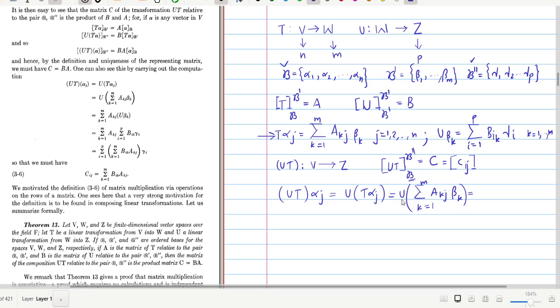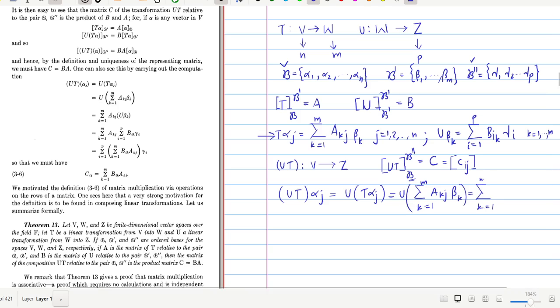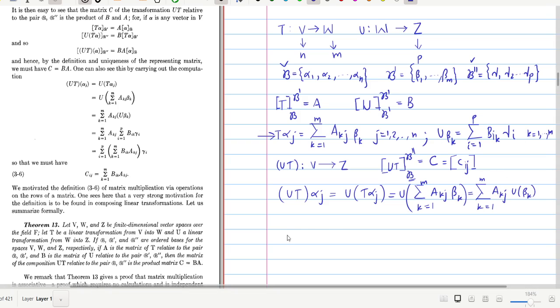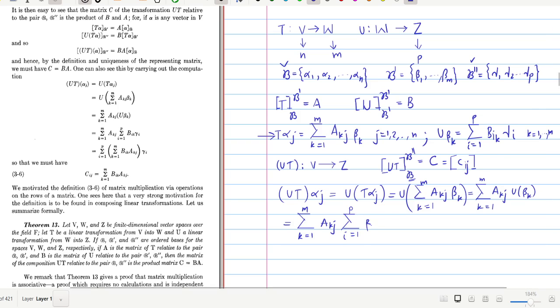Since U is a linear transformation, you can distribute U, and that will give summation k equal to 1 to m a k j U of beta k. But U of beta k is this, so you can write that as summation k equal to 1 to m a k j, and this U of beta k can be replaced from this equation, that is summation over i from 1 to p b i k gamma i.